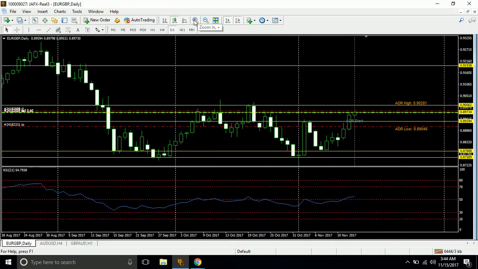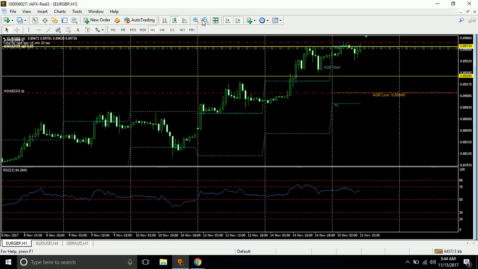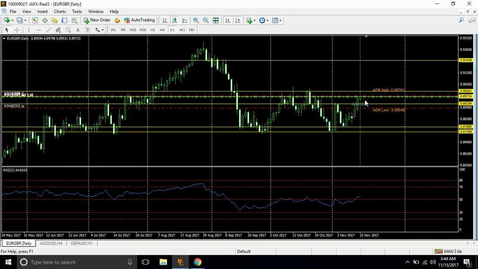So in essence, find the zones on the higher time frames. Then when those zones are met, you want to take a look at your entry time frame or your lower time frame to see what pattern is forming inside of these patterns.